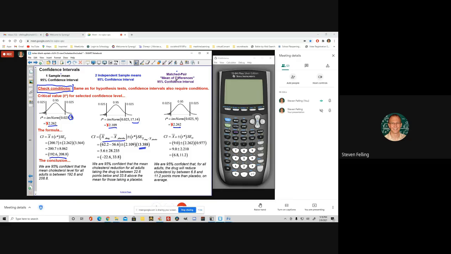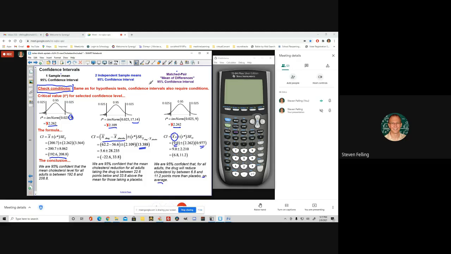Right. And then for the matched pair test, we would be working with the differences. The difference was 9. Standard deviation for differences. So we have from 6.8 to 11.2, we could say we're 95% confident that for all adults, the drug will reduce cholesterol by somewhere between 6.8 and 11.2 points more than the placebo on average. And I like to insert the "on average" in there when we're dealing with differences. We're talking about the average difference.